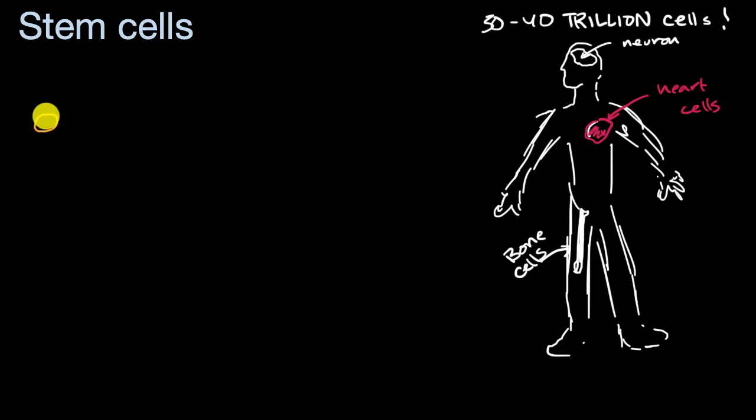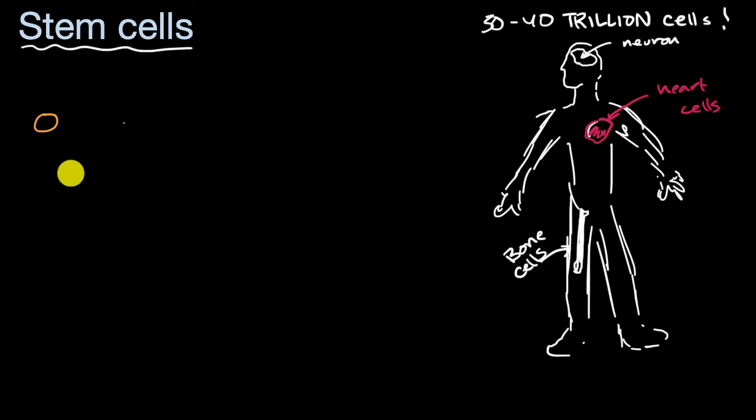So it's a big question. How did we get from 1 to 30, 40 trillion cells that are in many cases very different from each other? And how did these cells know to become that way? Well, it all boils down to stem cells, which have the ability to differentiate into specialized cells, but can also have self-renewal, that they can divide many times while remaining unspecialized.